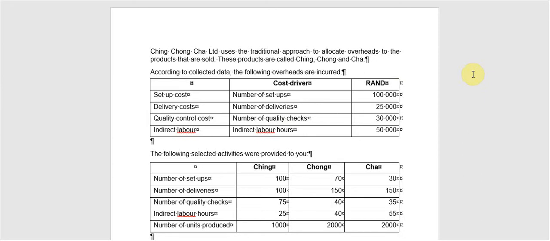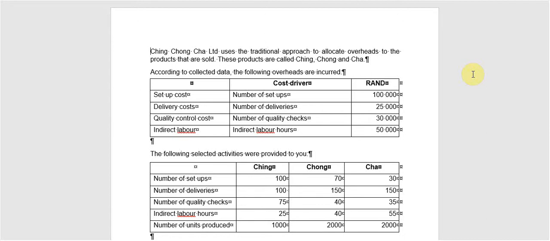This is a question called Ching Chong Cha and I want us to look at this one. It's quite interesting. It contains three products. As I've said before, when we need to allocate overheads to products, obviously we need more than one product or department because otherwise you would just allocate all the overheads to that one department that exists. So in this instance, we have three products, pretty neat.